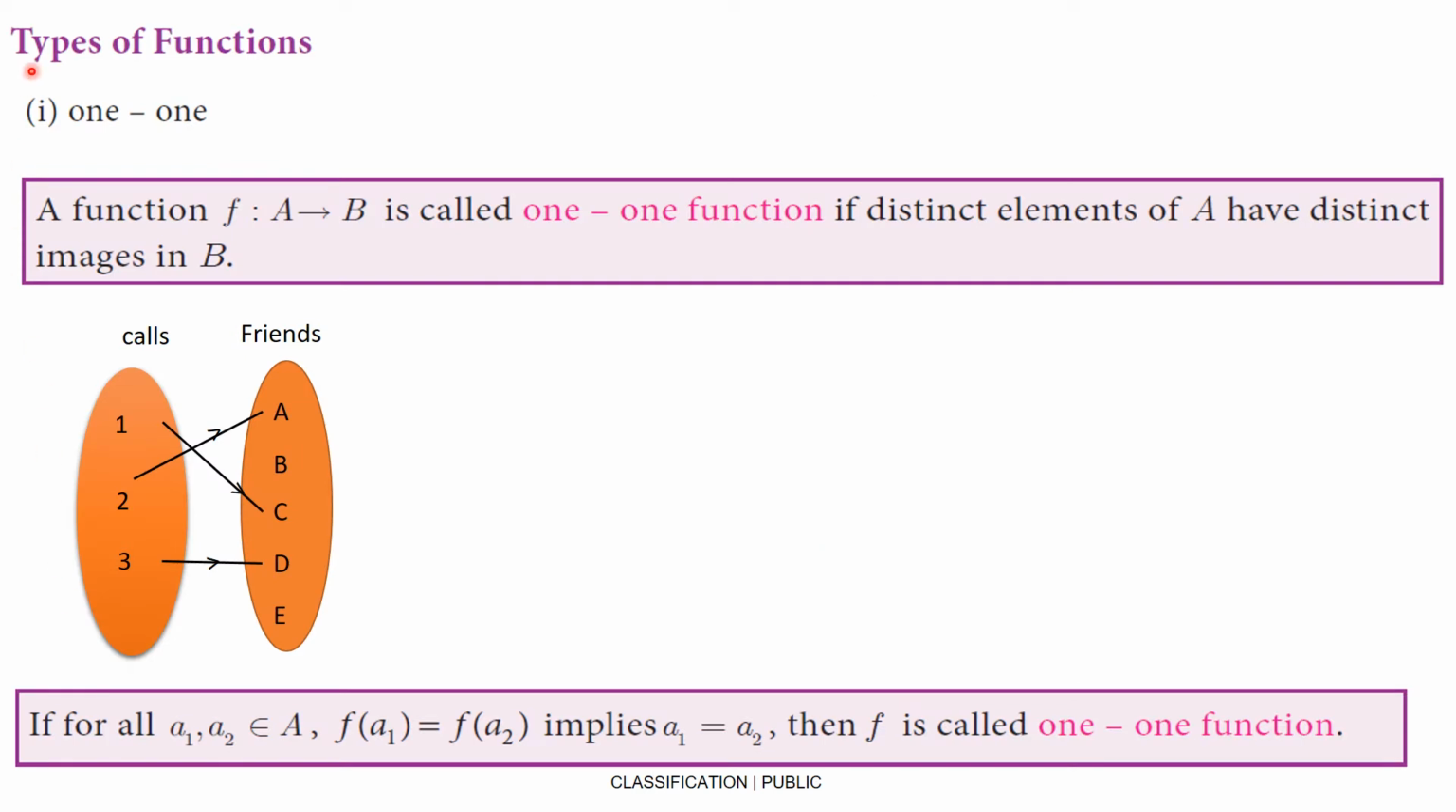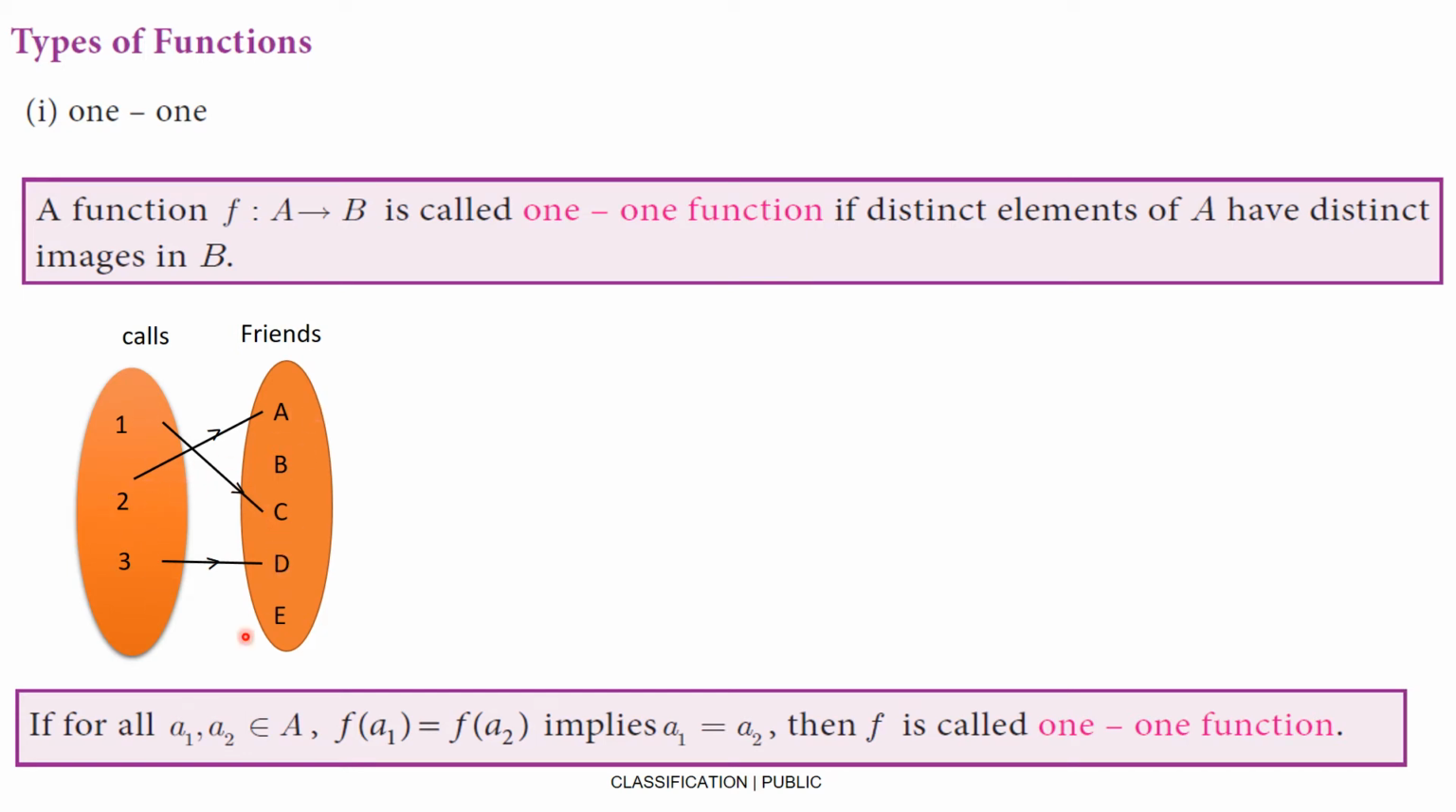Next, we will discuss types of functions. The first function is very simple, that is one-to-one. A function f: A to B is called a one-to-one function if distinct elements of A have distinct images in B. For example, you see 3 calls and 5 friends. First call goes to friend C, second call to friend A, third call to friend D. Here you see that distinct elements have different images.